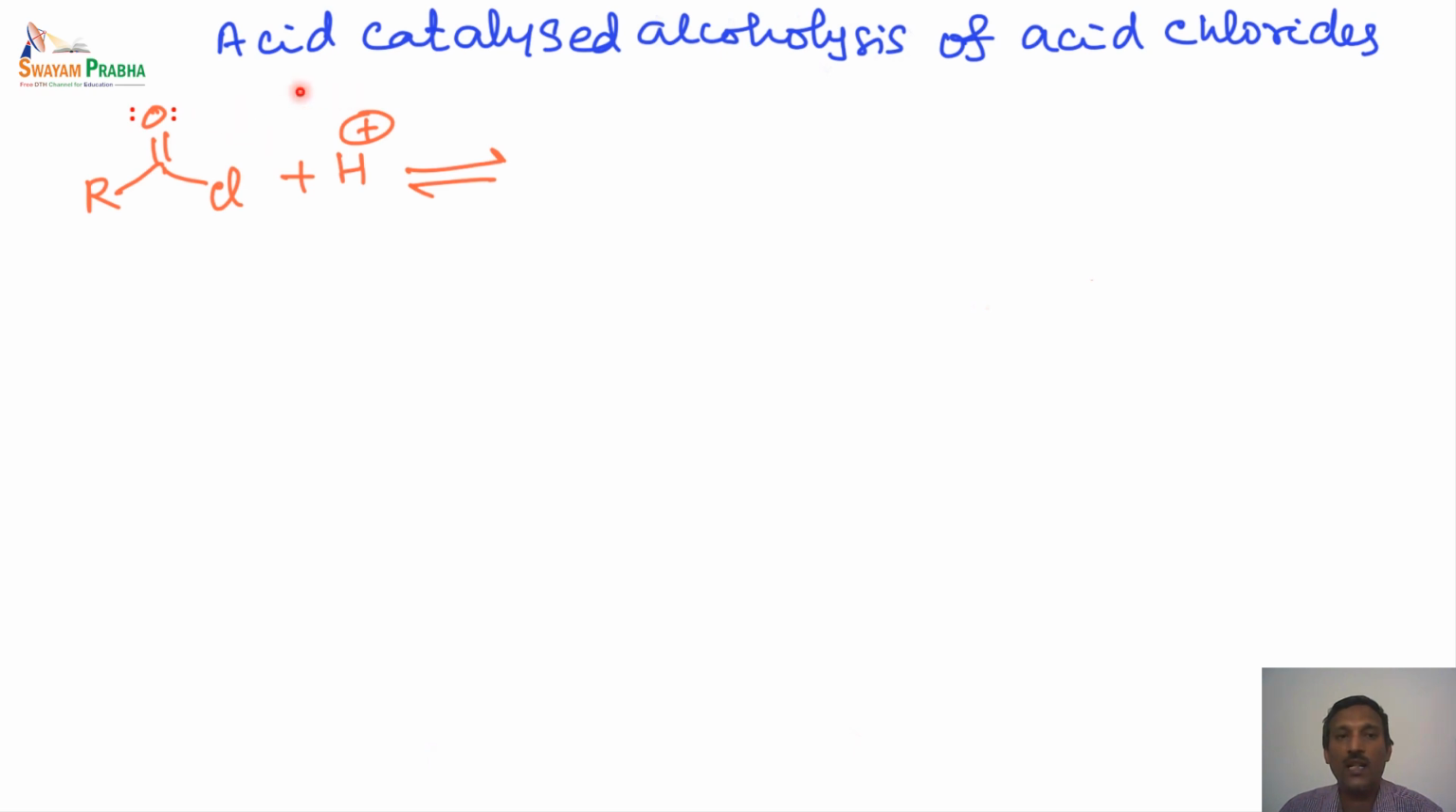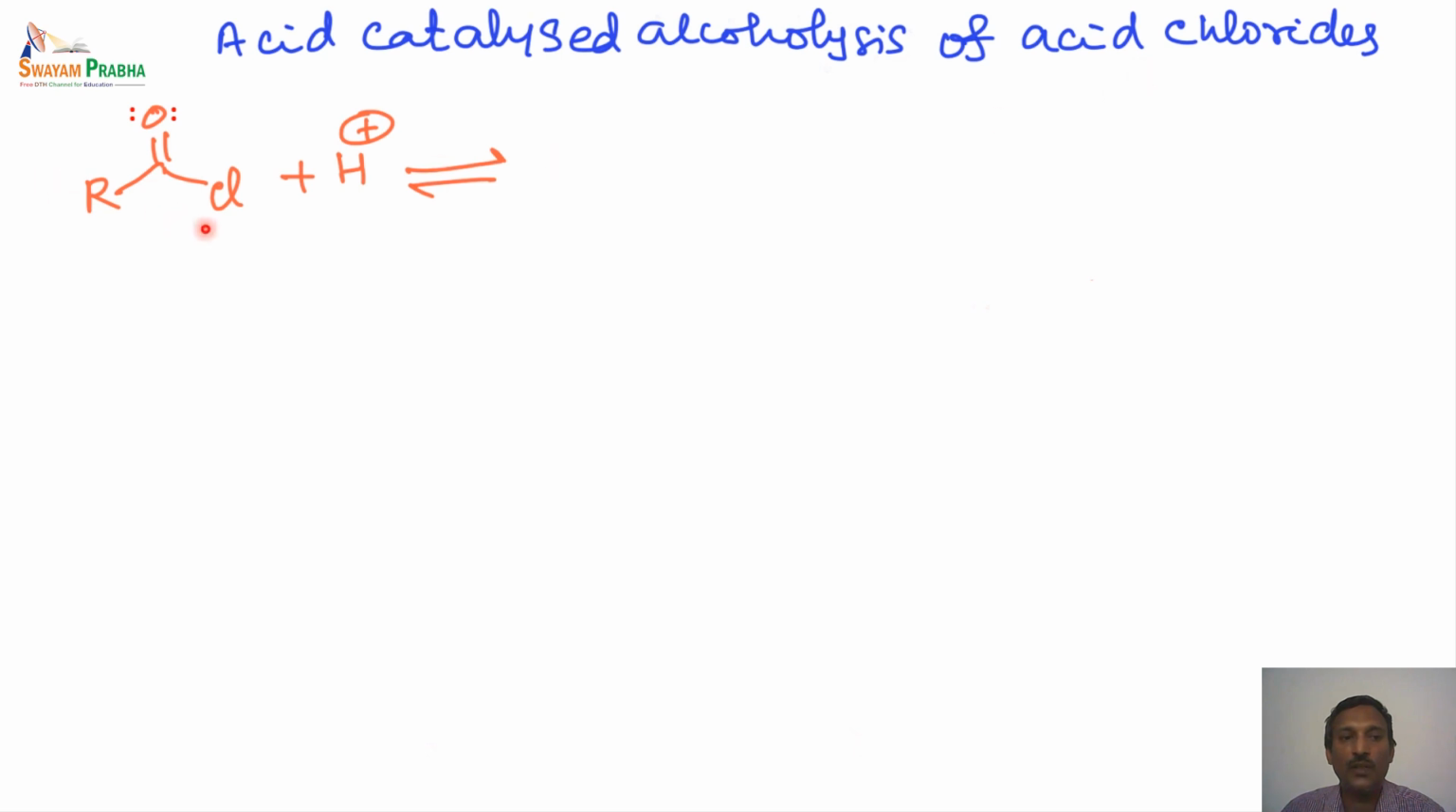Let us look at the reactivity of acid chlorides. Now we will study the acid catalyzed alcoholysis of acid chlorides. Now you may be confused, what is this acid and what is this acid? This acid is a mineral acid, which is an inorganic acid, and this is an organic acid chloride, aliphatic or aromatic. In most cases, mineral acids are very good catalysts for organic reactions.